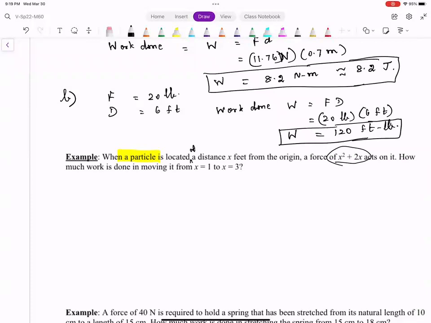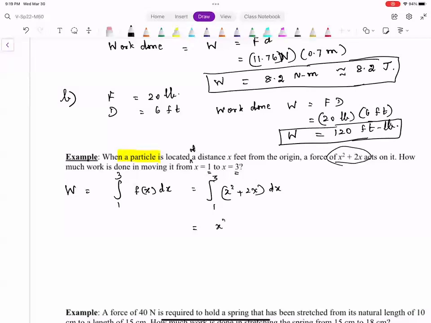Here, obviously, a force is given in terms of a variable, which means that it changes as per distance. So we are going to use the integral representation. Integral of f of x dx is work done whenever you have a varying force. Lower limit is 1, upper limit is 3. That is integral from 1 to 3 of x squared plus 2x dx.